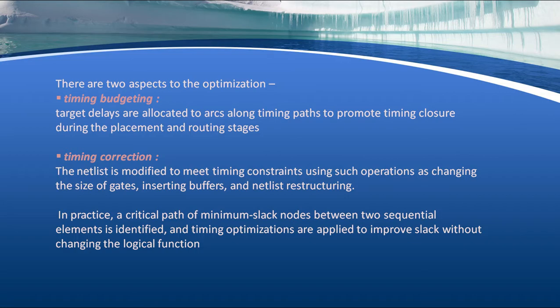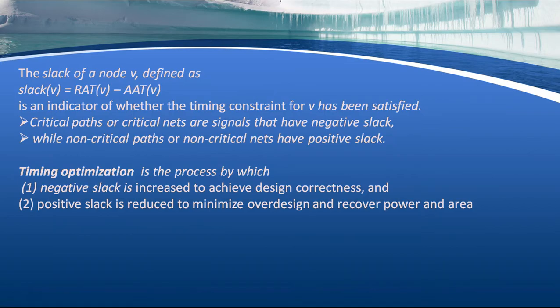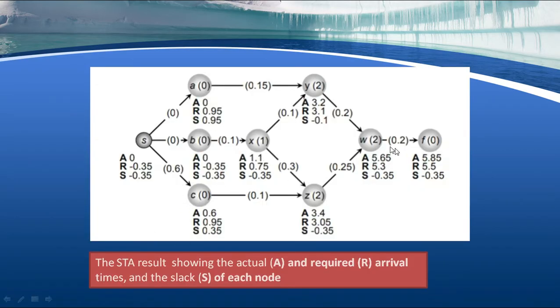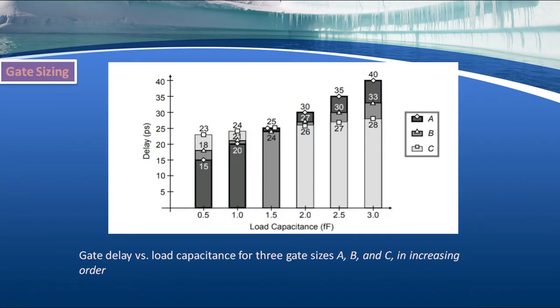This is what happens during placement, or rather clock resynthesis operation, where we find the actual budgeting is not being met. So we do buffer insertion, gate sizing and netlist restructuring. In practice, a critical path of minimum slack nodes between two sequential elements is identified and timing optimizations are applied to improve slack without changing the logical function. That is here. See, this is a critical path. We will optimize both of them according to this, using some constraint here.